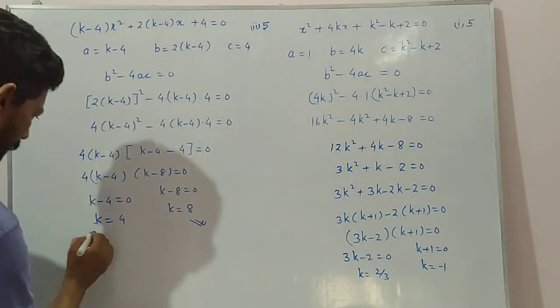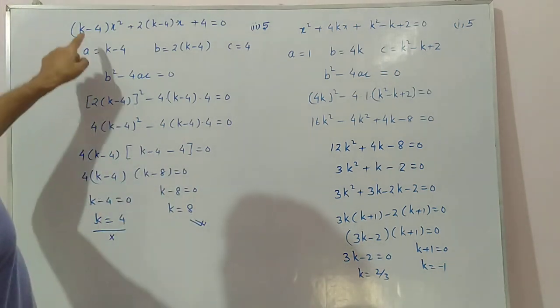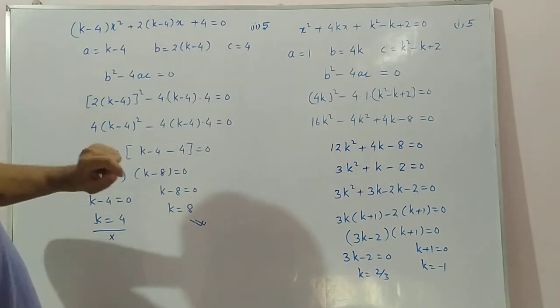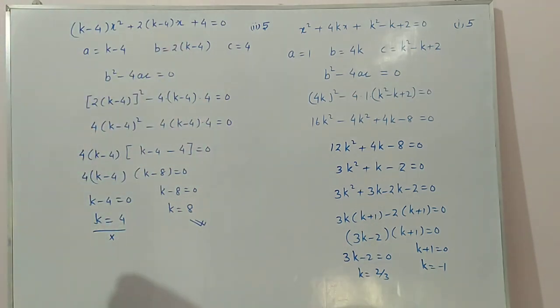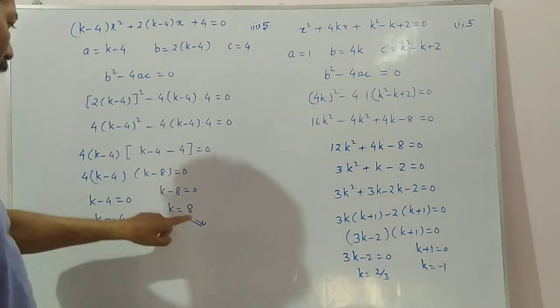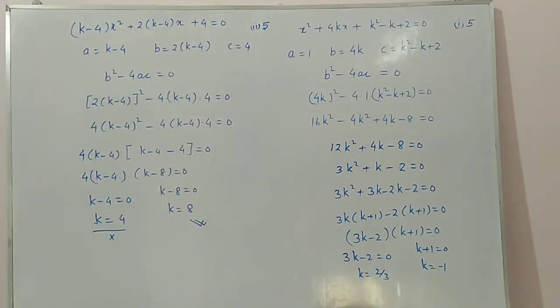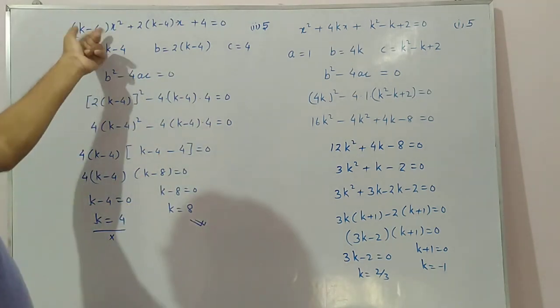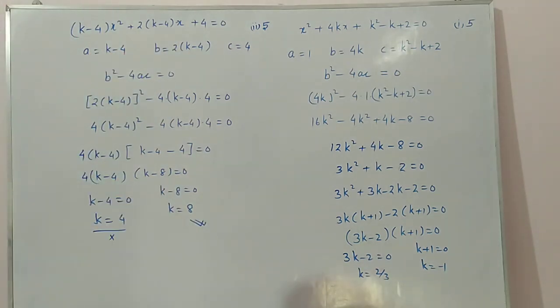Why are we not taking k equal to 4? Because when you put k equal to 4 here, this will be 4 minus 4, 0. So this will not frame a quadratic equation. The quadratic equation will only be framed if you put the value k equal to 8, then there will be a quadratic equation. If it is 4, when you put the value 4, everything will be 0. That is why we are taking k equal to 8. Next.